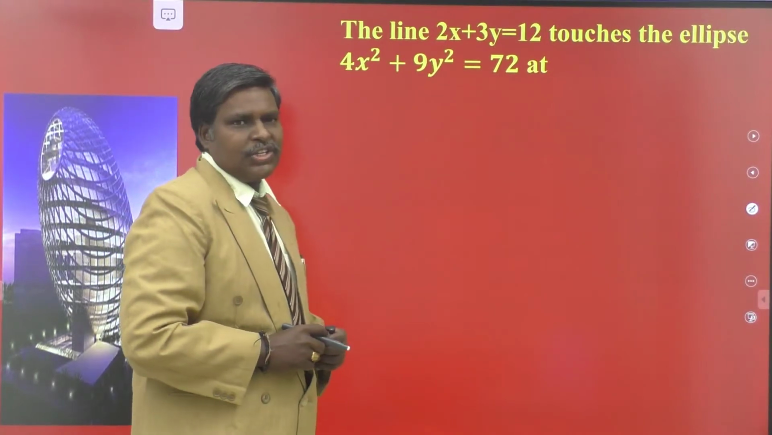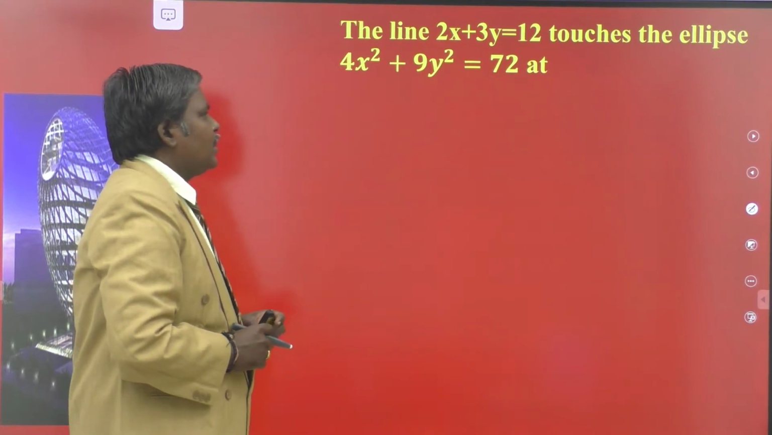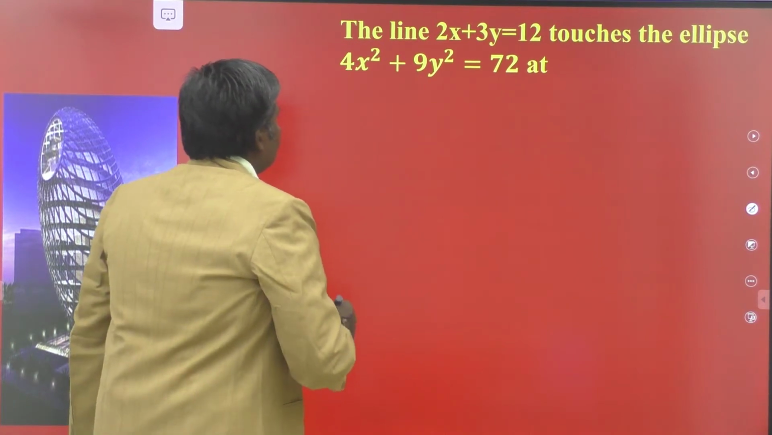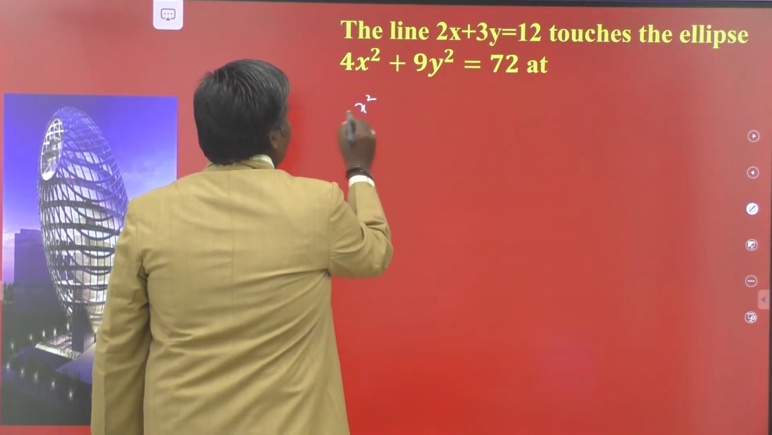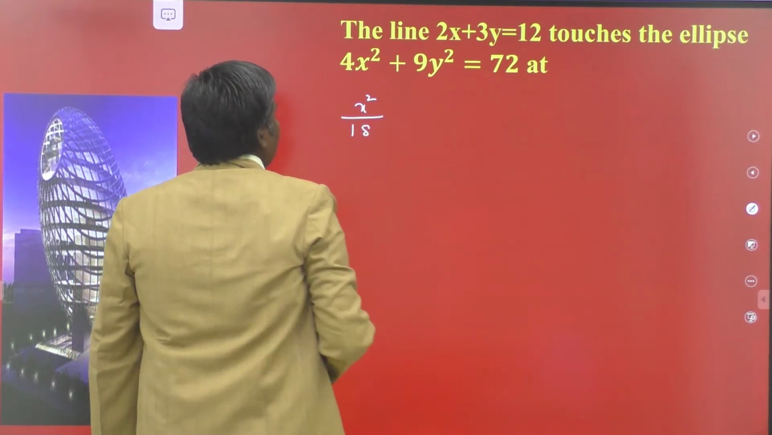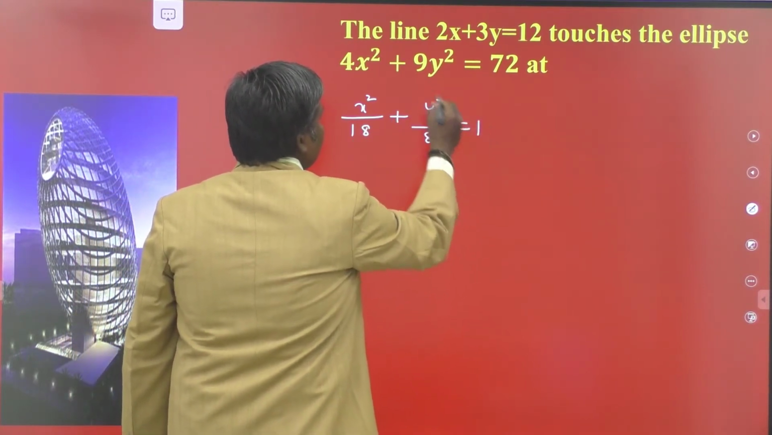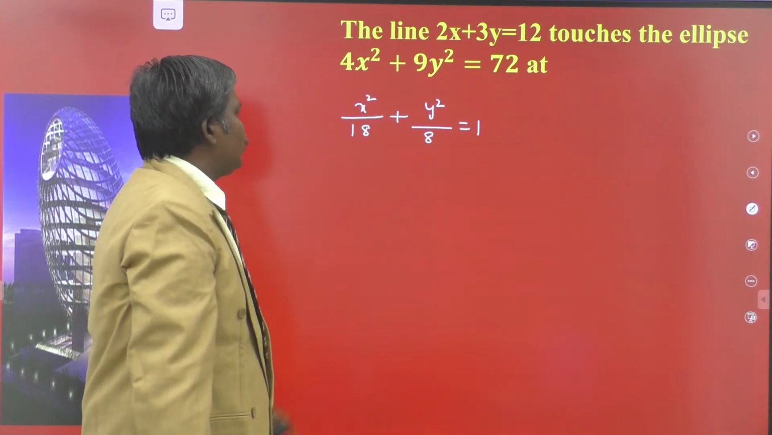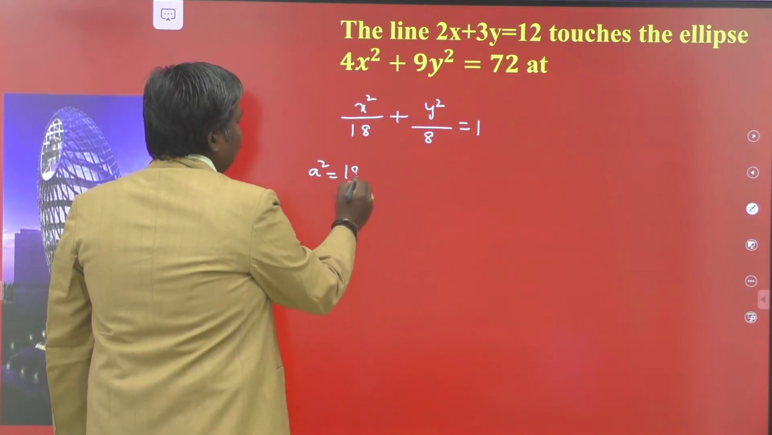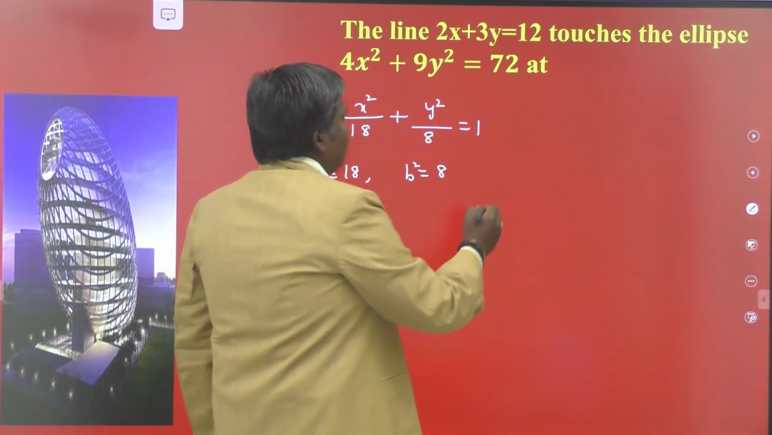This is the next question. The line 2x plus 3y equal to 12 touches the ellipse at what? A simple objective question for you. So we first write the equation in the standard form. X square by 4 ones are 4, 4 eights are 32. X square by 18 plus y square by 8 is equal to 1, because dividing on both sides by 72, we obtain the standard form. What is a square? A square is equal to 18. What is your b square? That is 8.